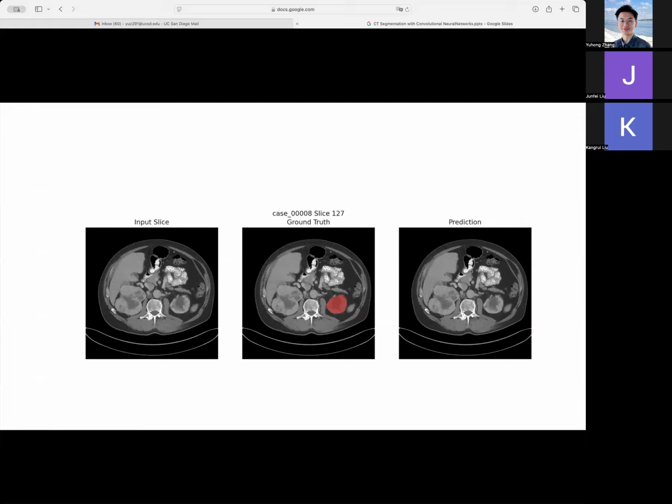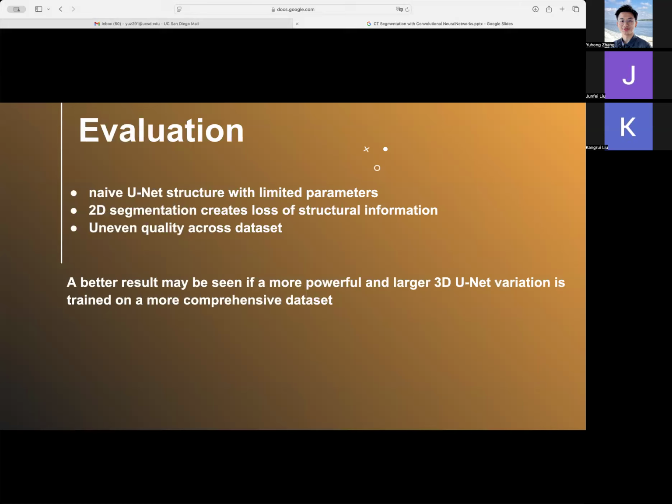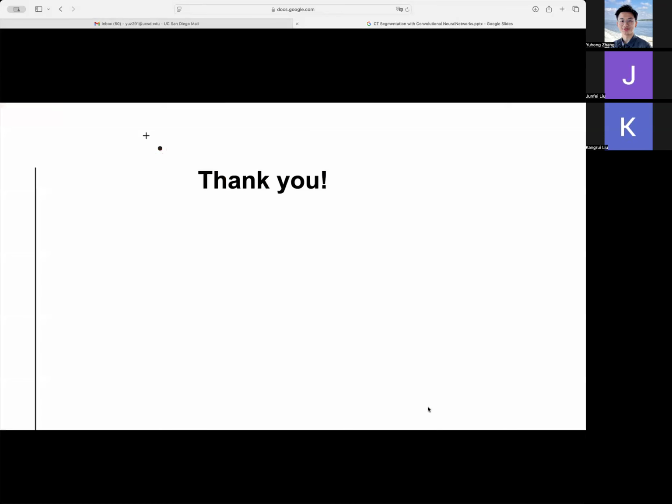And this case shows a missed segmentation where the CNN fails to detect the kidney, emphasizing the challenge of low contrast regions in CT imaging. To summarize, our UNet model has limited capacity and loses 3D context, suggesting improved performance with a larger 3D UNet trained on a richer dataset. Thank you very much for the attention.